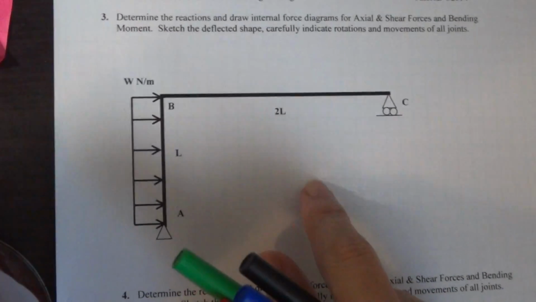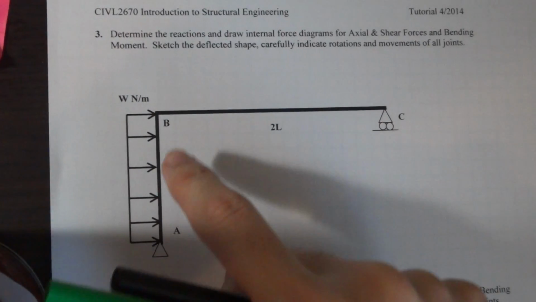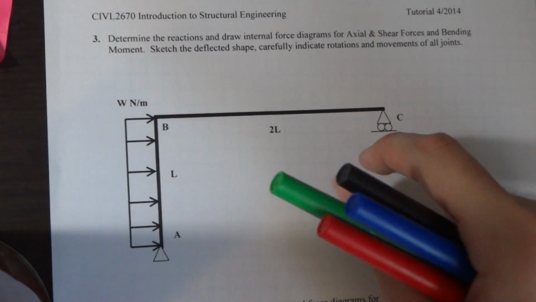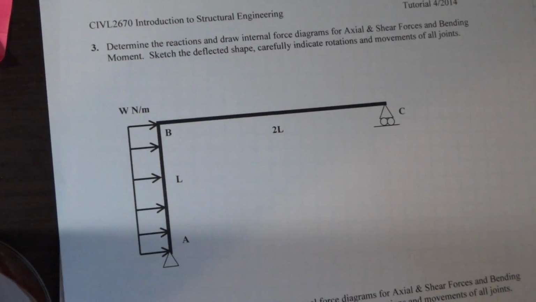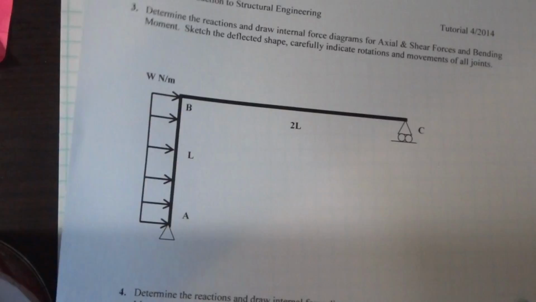In problem 3, that is no longer the case. You will have shear and moment in both the vertical section and the horizontal section. I think that'll be good practice for you to go through that.